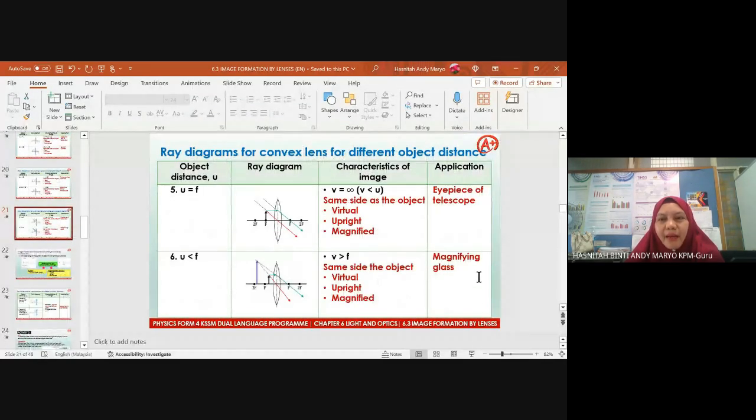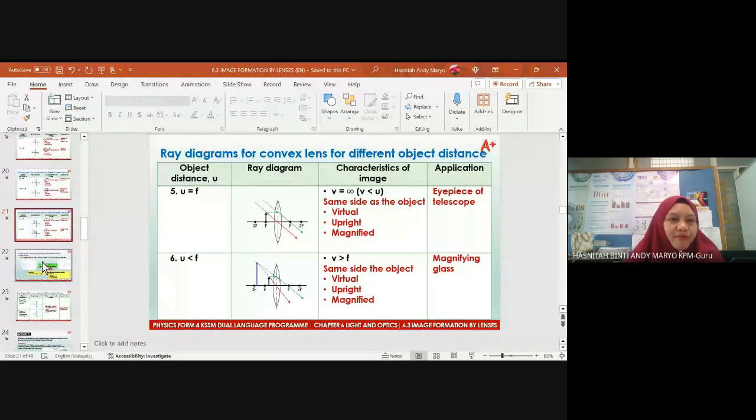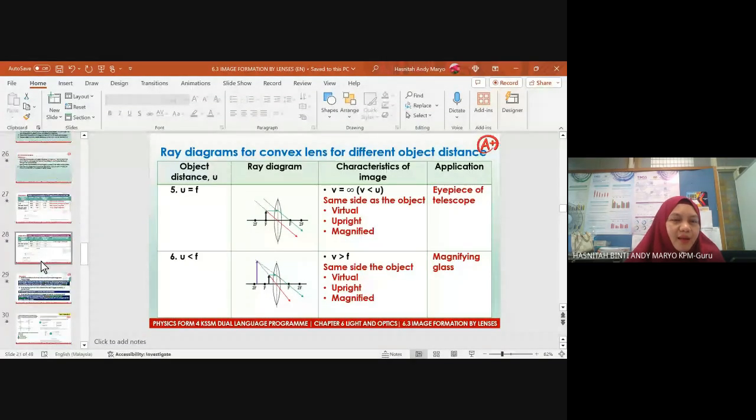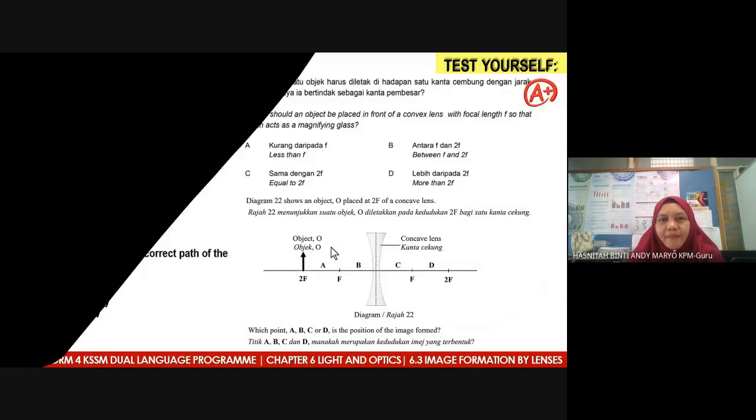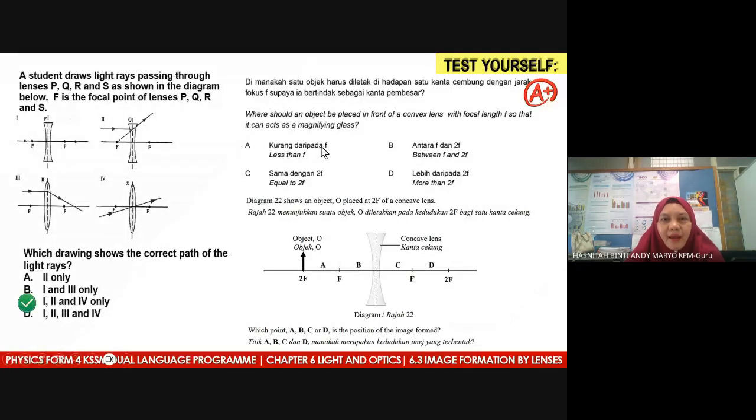Okay, so here, the magnifying glass. So where should we place the object? U less than F. When we go back to this question, where should we place our object? Less than F. U less than F. Only then will the convex lens act as a magnifying glass.